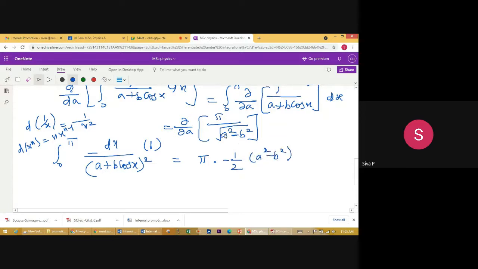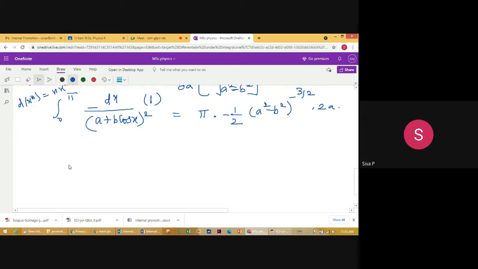It is like substitution method. Minus 3 by 2, whole power minus 3 by 2, into differentiation of a square minus b square, which is 2a. Okay, therefore integral over 0 to pi.